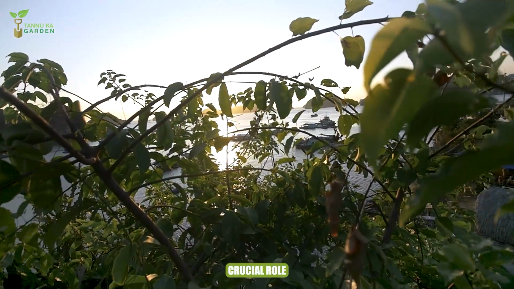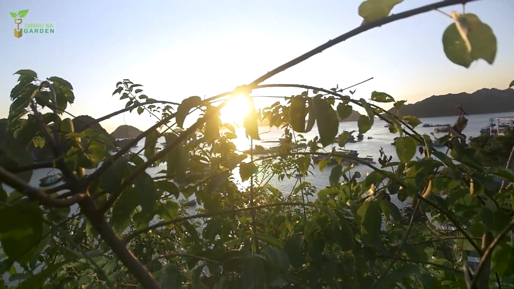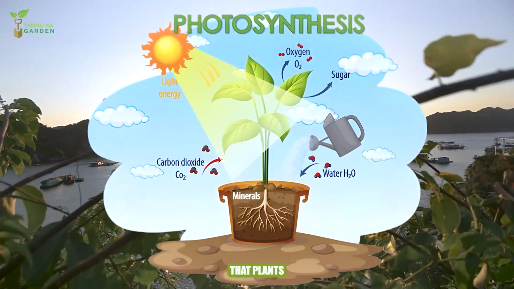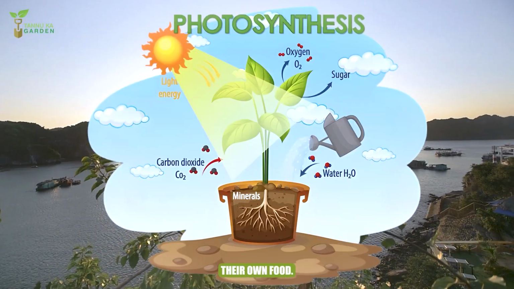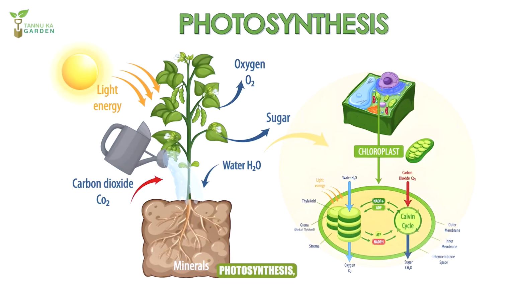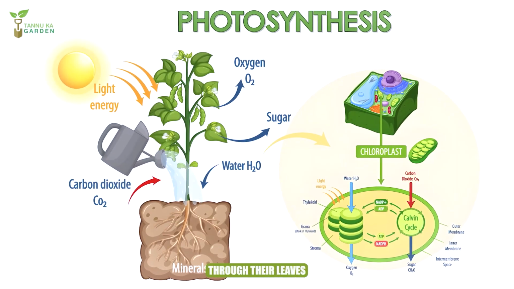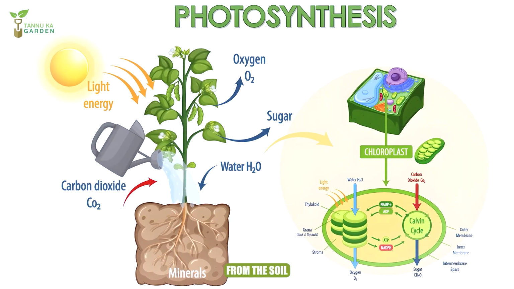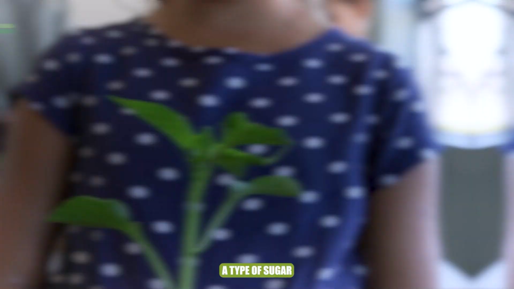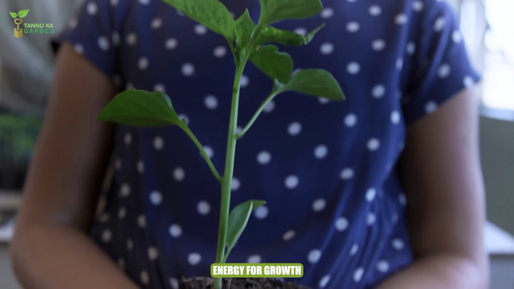Sunlight plays a crucial role in the life of plants. It is the primary source of energy that plants use to perform photosynthesis, the process by which they create their own food. During photosynthesis, plants absorb sunlight through their leaves and use it to convert carbon dioxide from the air and water from the soil into glucose, a type of sugar that provides energy for growth and development.